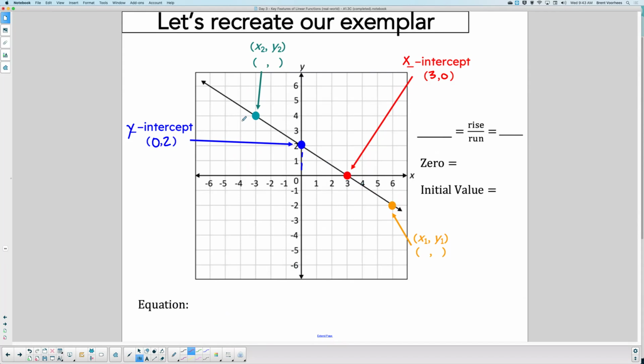Now, just for extra practice, I came up with 2 extra points. These are just random points on here. Let's describe this one here that's written as x1, y1. What's the x value at that point? 6. By the way, that point has no special name. It's just a point on the graph. Nothing special about it. You're correct. The x value is 6. What's the y value? -2.